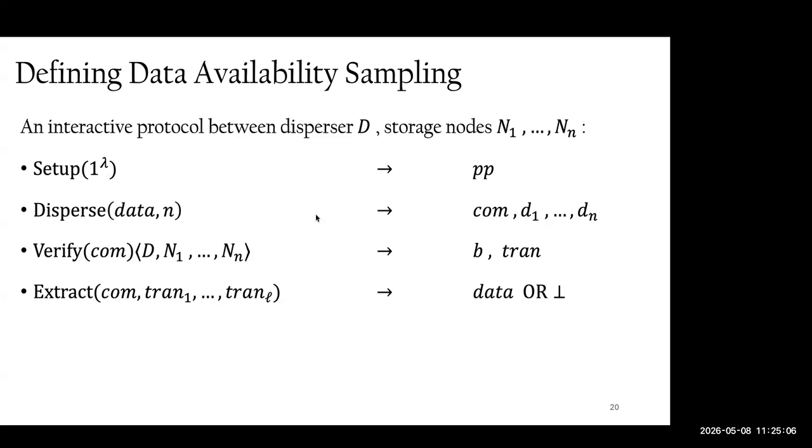This is the public reference to the data. And then it also outputs the chunks D1 to Dn. So basically node 1 in your system will store D1, node 2 will store D2, and so on.